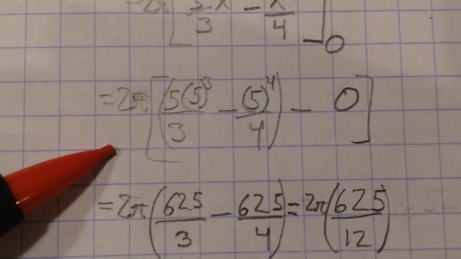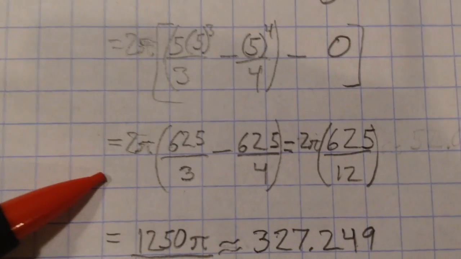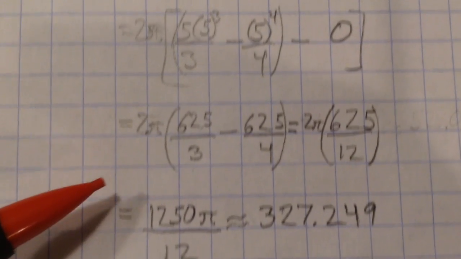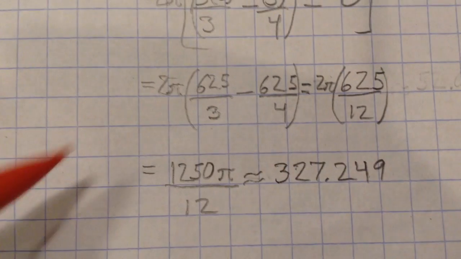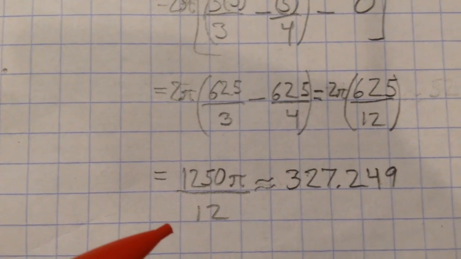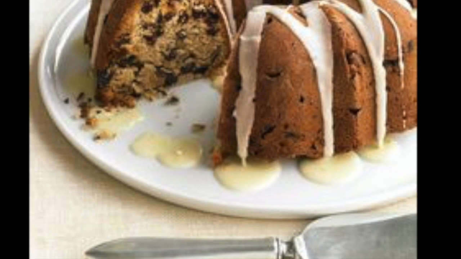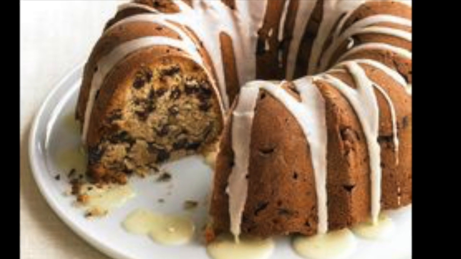You plug in the endpoints of your interval, simplify, and you get a nice 1250 pi over 12, which simplifies down to 327.249 units cubed for our bundt cake shape formed from the function 5x minus x squared.